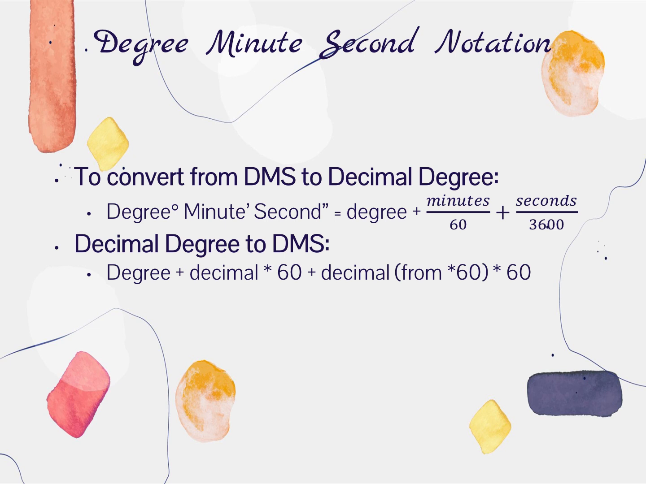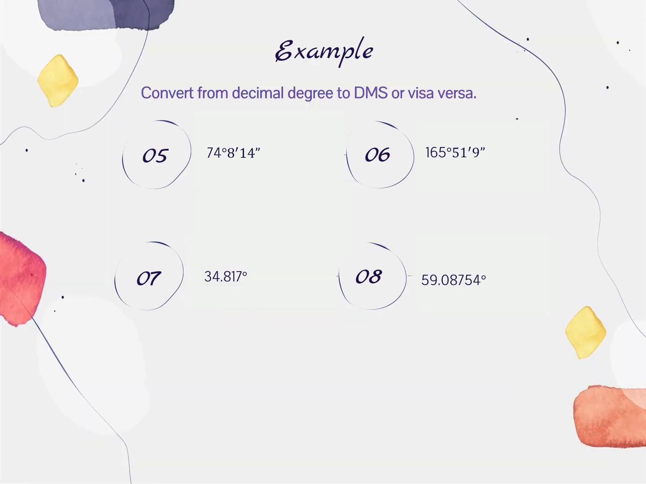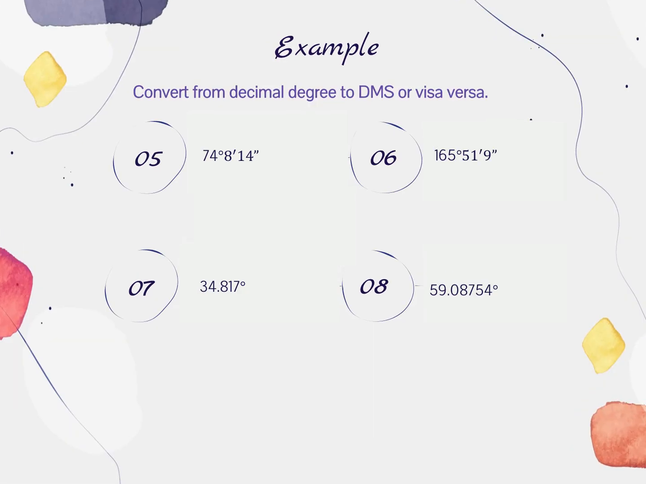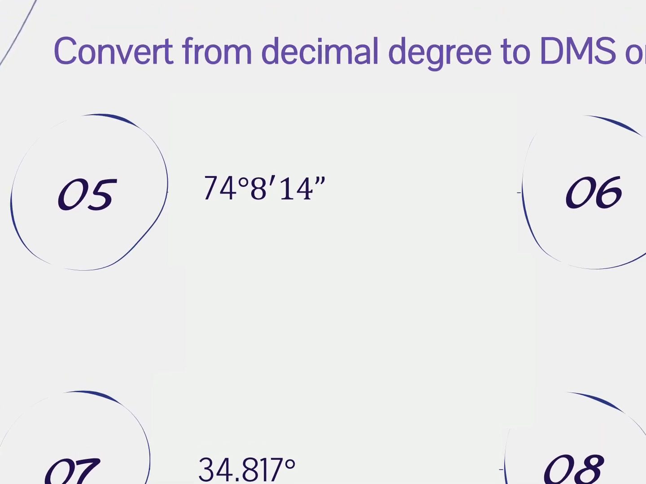So let's just try some examples converting from degrees, minutes, seconds to a decimal degree, or vice versa, from a decimal degree into degrees, minutes, seconds. So here's our first example. This is given to us. The 74 is the degree. The 8 is the minute, or the minutes.